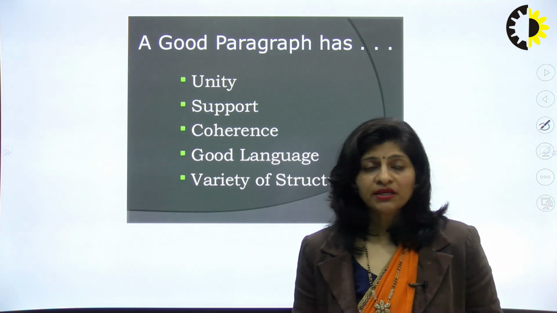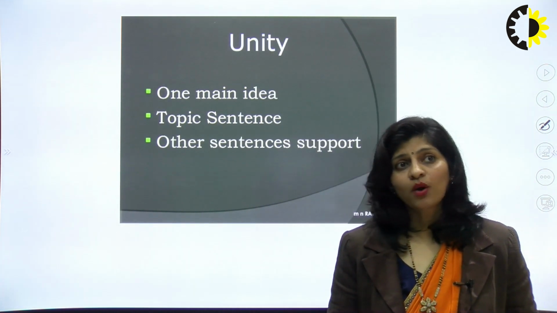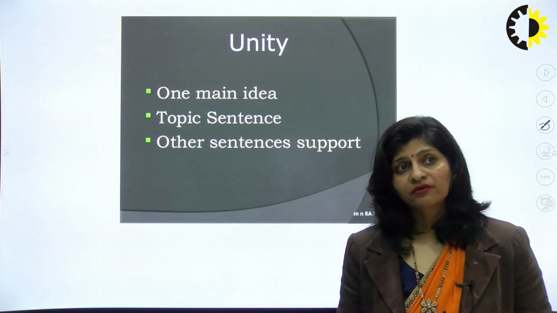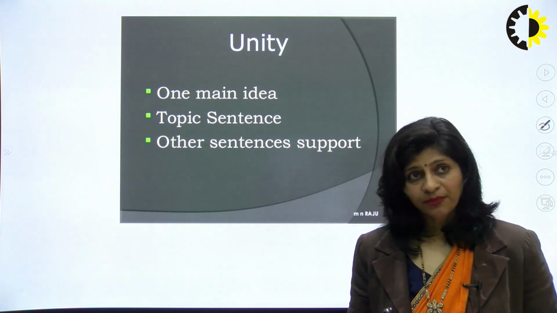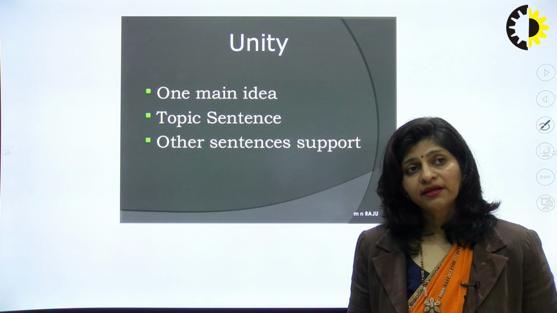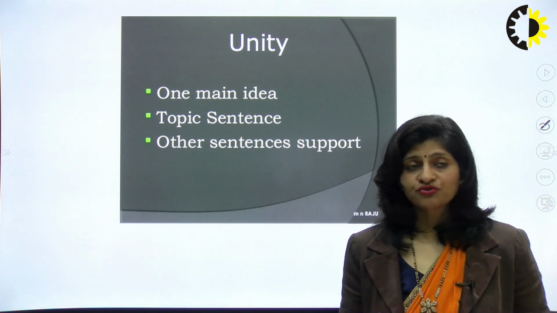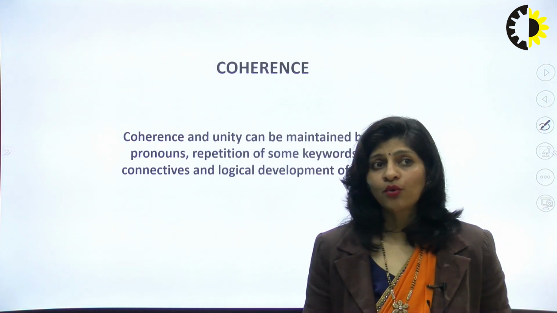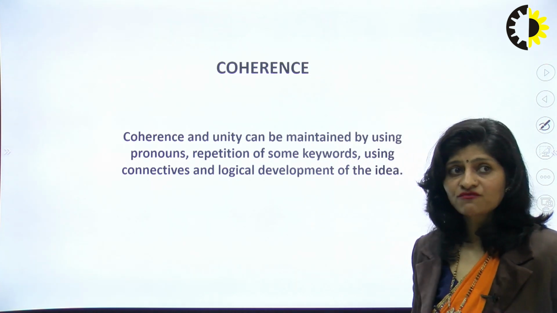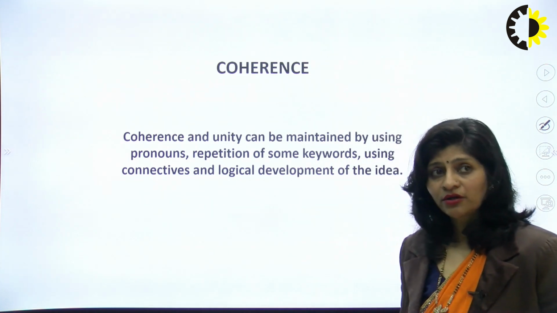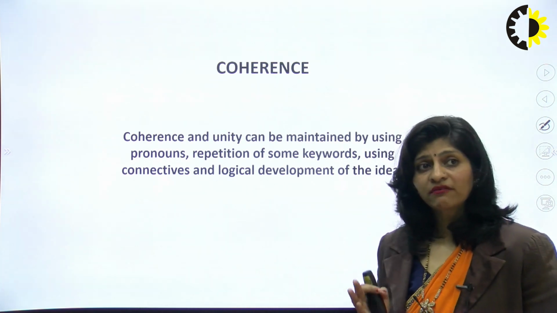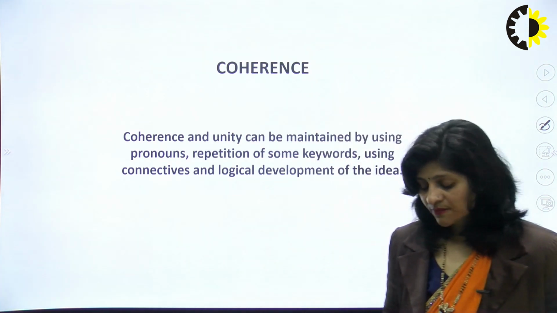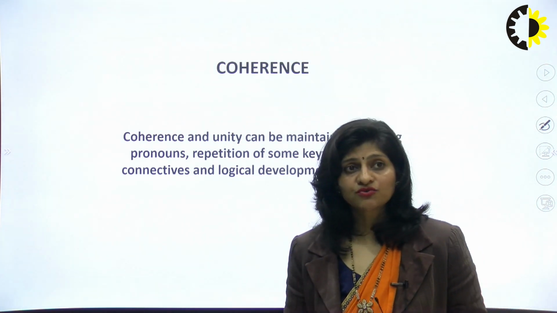So if we talk about unity, I have already told you that unity means one main idea. So unity means oneness of purpose. You should develop only one idea in one paragraph, and if you want to write another idea, then you should shift to the next paragraph. All the sentences should develop your main idea. And how can you bring coherence? These are the devices: pronouns, repetition of some keywords, connectors, and you need to develop it logically by putting the right emphasis at the right place, by using proper punctuation. So all these devices you need to use to write a good paragraph.